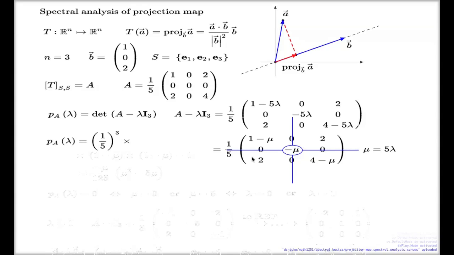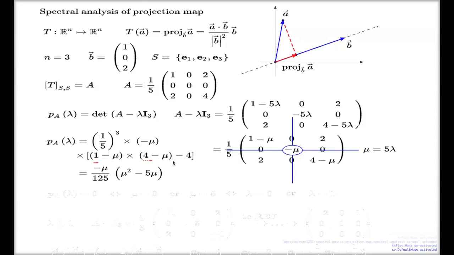Now inside it will be negative mu for this piece, and then the minor, this two-dimensional minor like this. We multiply this 1 take mu with the 4 take mu, and then subtract the opposite diagonal, 2 times 2, which is 4. If you finish the arithmetic, the coefficient in front is 5 cubed, which is 125. Inside the brackets, if you expand everything, it will be mu squared take 5 mu, because the 4 cancels with this 4. This is my characteristic polynomial.